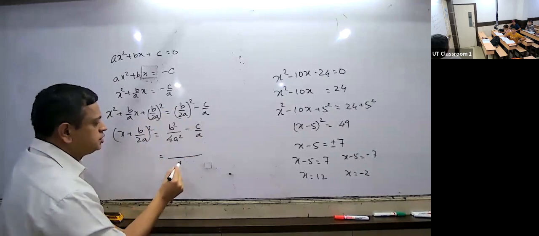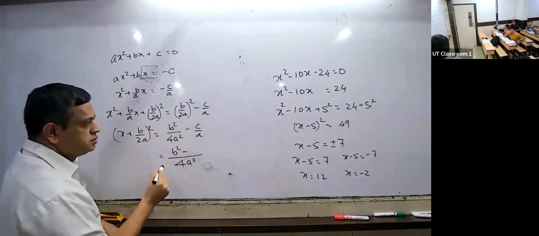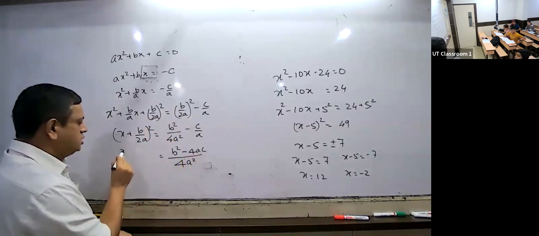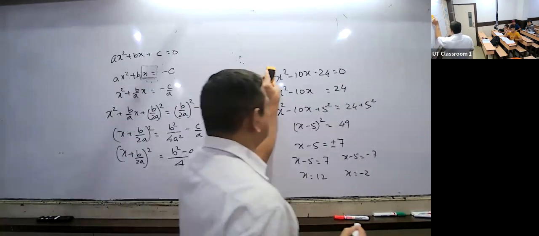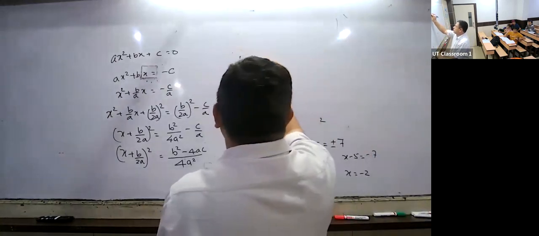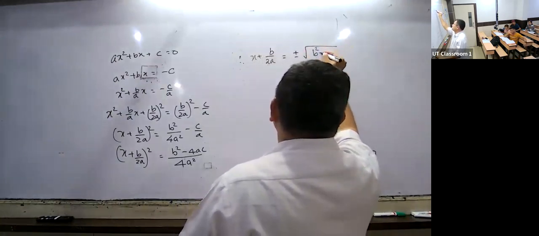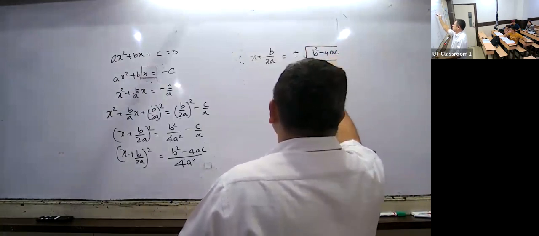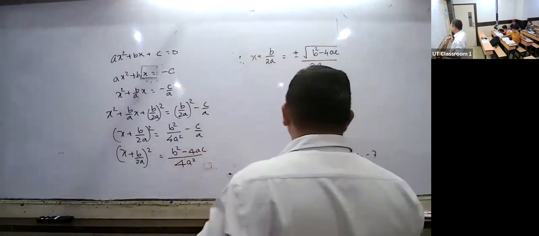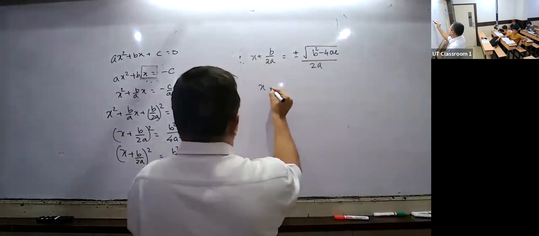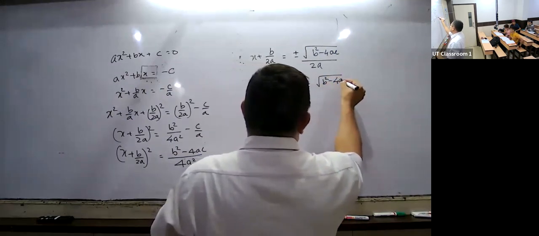Take its LCM. What is the LCM of 4a square and a? 4a square. So what will you get? b square minus 4ac, upon 4a square. That is x plus b by 2a the whole square. Take the square root. x plus b by 2a is equal to plus or minus root of b square minus 4ac upon 2a. Now shift that b by 2a to the right side: x equal to minus b by 2a plus or minus root b square minus 4ac upon 2a.